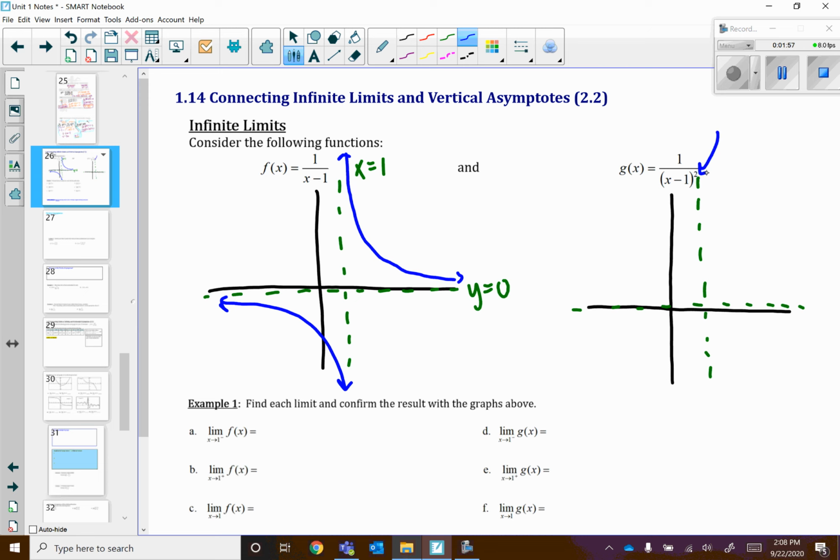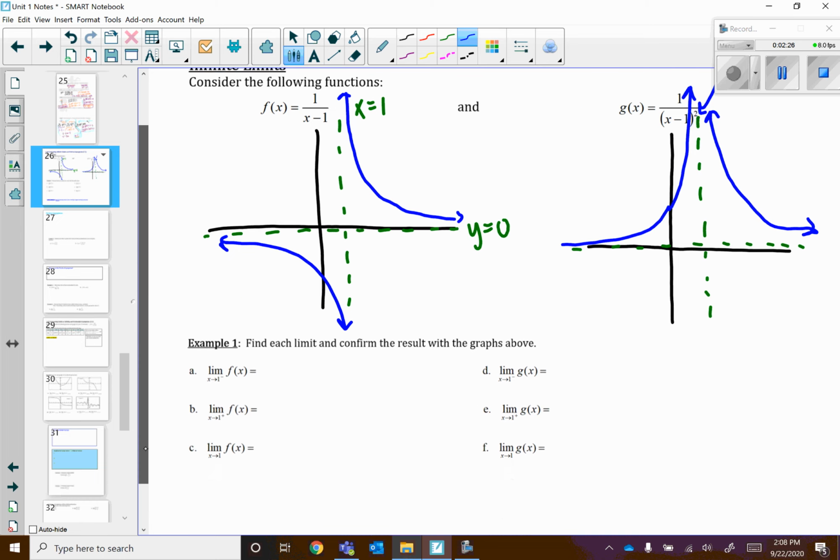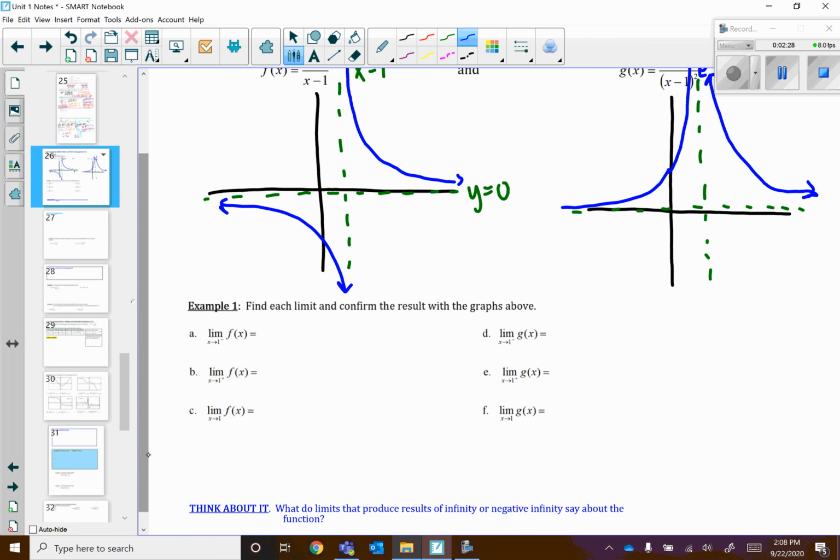Because of this multiplicity, remember the exponent, multiplicity of 2, if we remember our zeros, when we had a multiplicity that was even, they bounced. So what happens with these graphs is we see both sides of this function are going to be on the positive side of the x-axis. I just went through those really quick, and we're going to review that again later, but here are my graphs. They want us to find each limit and confirm the result with the graphs above. Realistically, I'm going to use these graphs to find the limits.